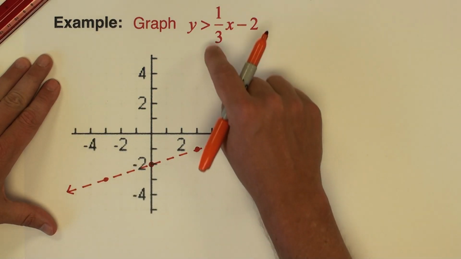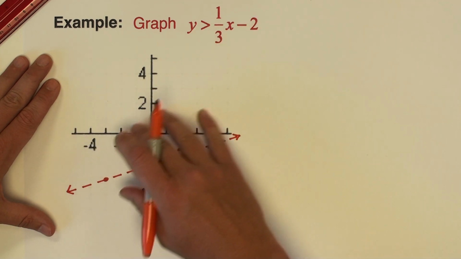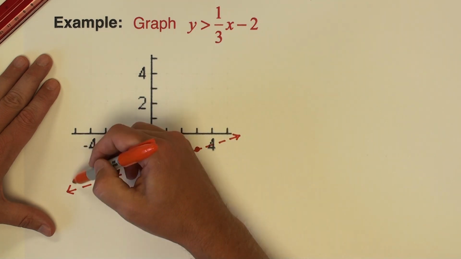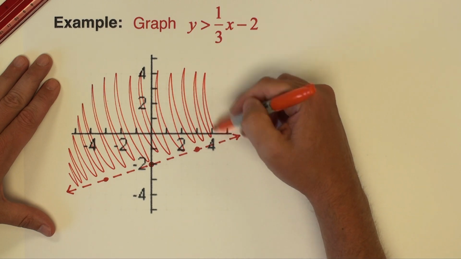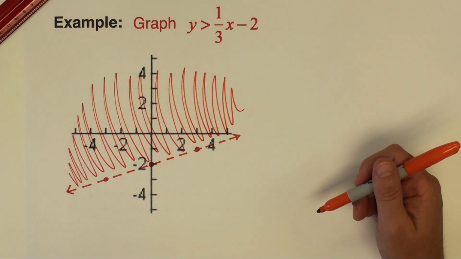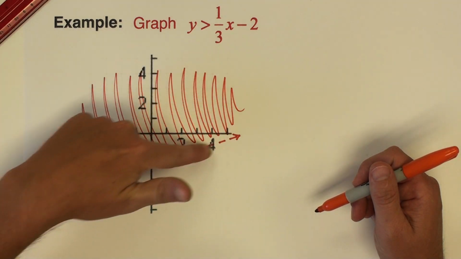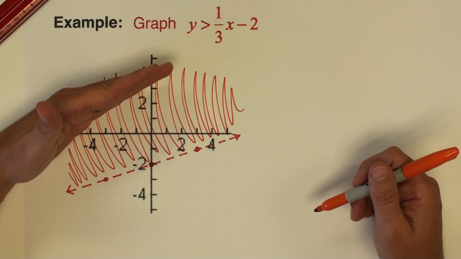All right, now we have greater than. Greater than implies that everything that lives above the line is where we're going to find solutions. So we're going to simply shade everything above this line. I'm not going to do it like we did in the last example, but if you pick any point that's above this line and plug it in, you're going to find a solution point up here.